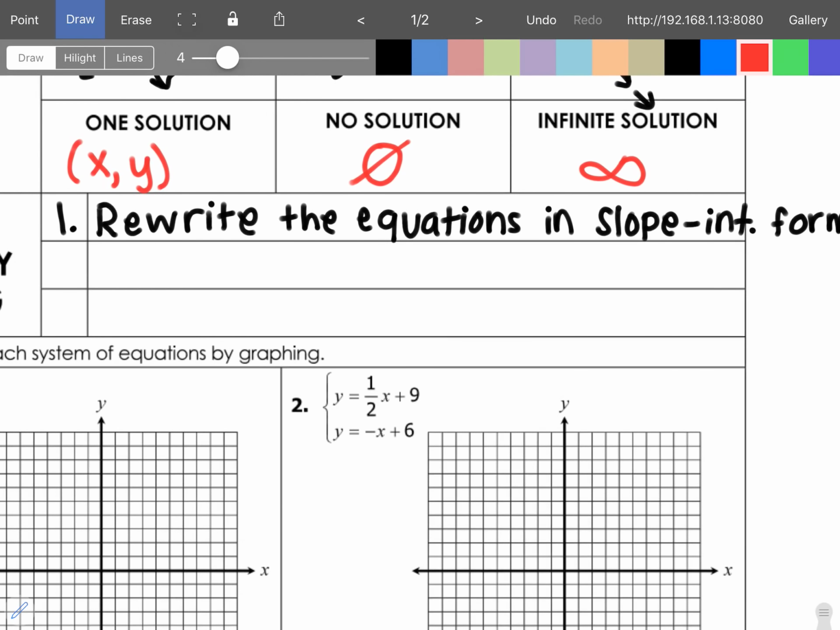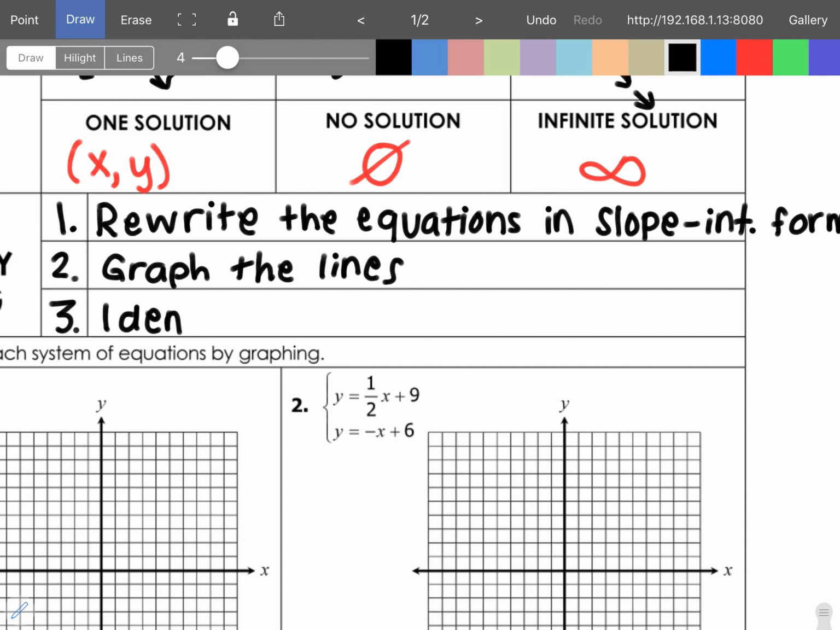That's the first step. The second step is to graph the lines. And we're going to be graphing both lines on the same coordinate plane. We're going to see where they intersect, and that's called the solutions. So we're going to identify the solutions. What are our three options for our solutions?